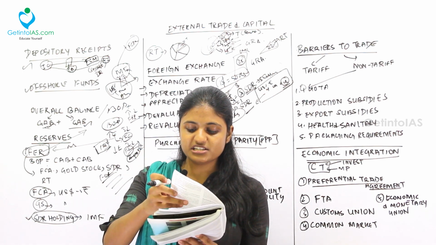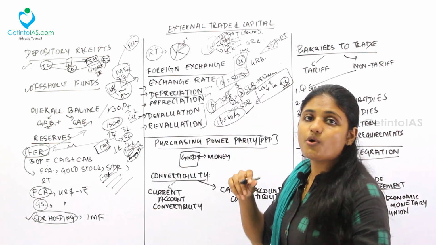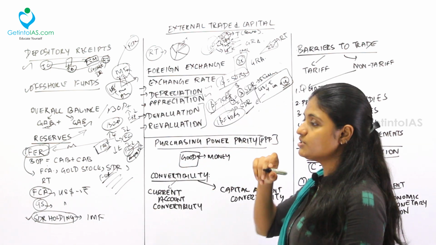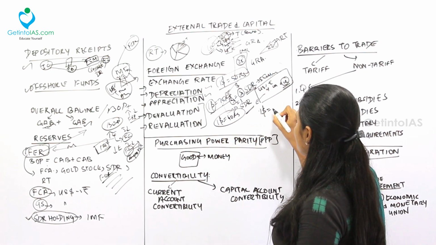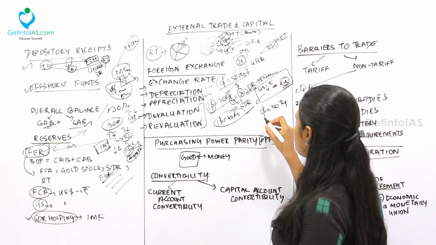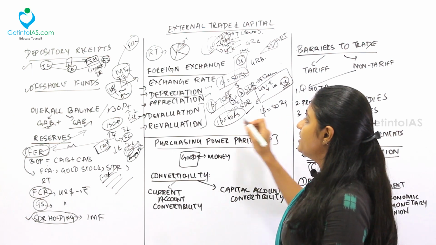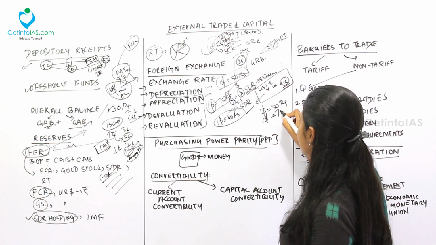For example, changing the exchange rate from this $50 to the $75. So what is devaluation? See over here. Today, $1 is equal to 50 rupees. What I am doing is artificially devaluing my currency. How am I doing it? $1 will be equal to 75 rupees.